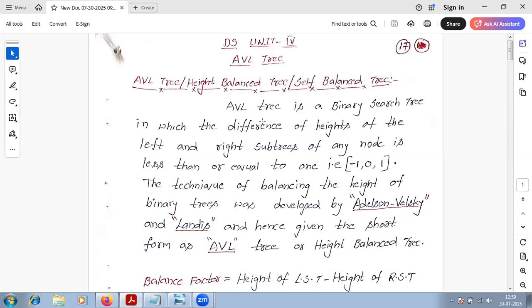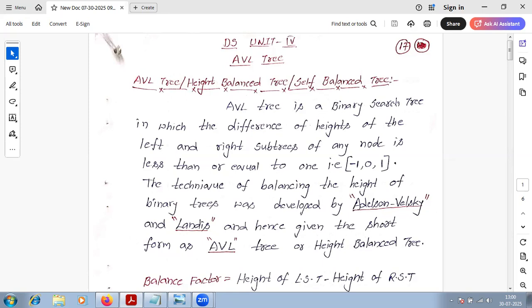We have different names for this AVL tree. AVL tree is also called a height balanced tree or self-balanced tree. First, we will see the definition. What is an AVL tree?